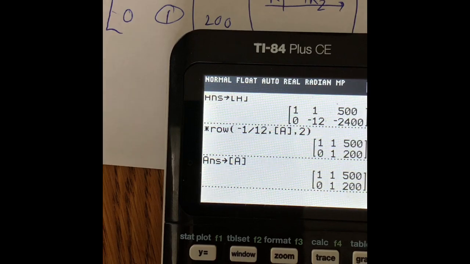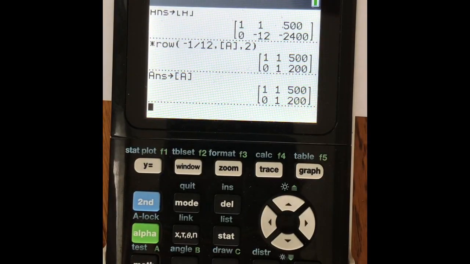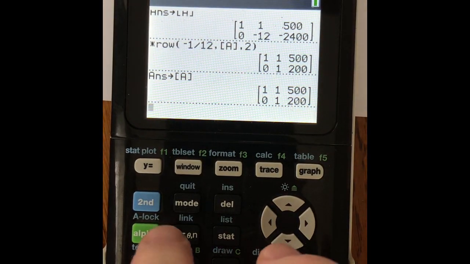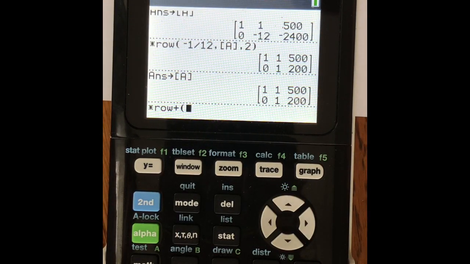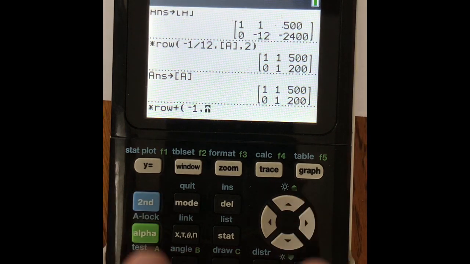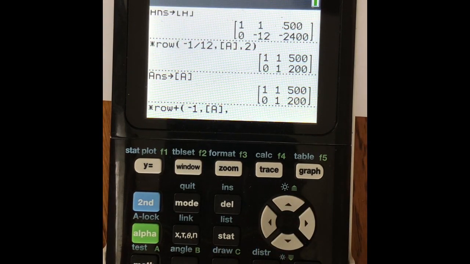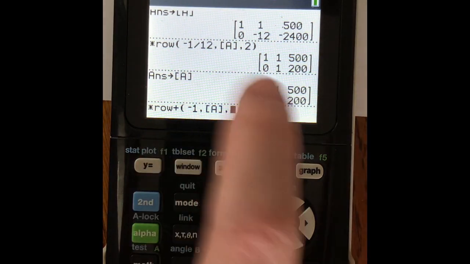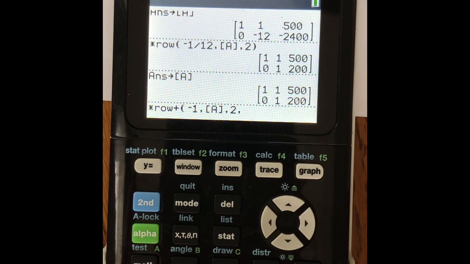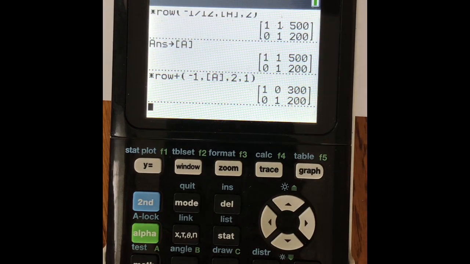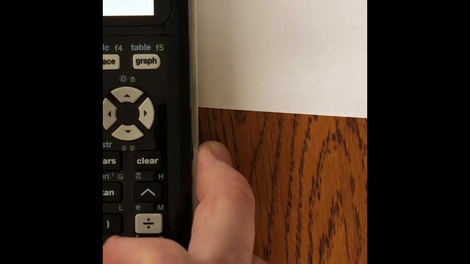And again, I'm going to use my calculator to perform this row operation. So I do second matrix, go to math, times row plus. The multiplier is -1. The matrix we're working on is matrix A. And we're multiplying -1 through what row? That'd be row 2. And we're changing row 1. That's your fourth and final parameter. Go ahead and hit enter, and you have your answer. So I'm going to take this information from my calculator screen and write it on my paper.